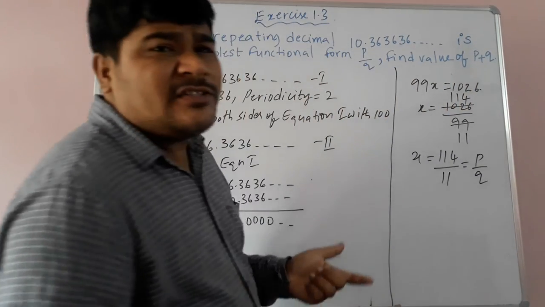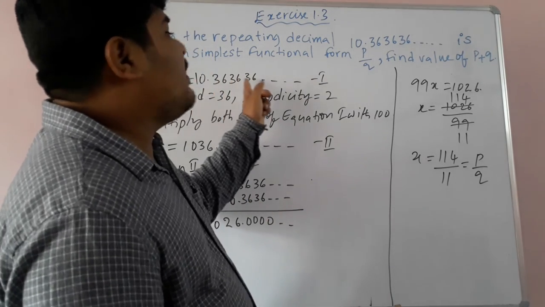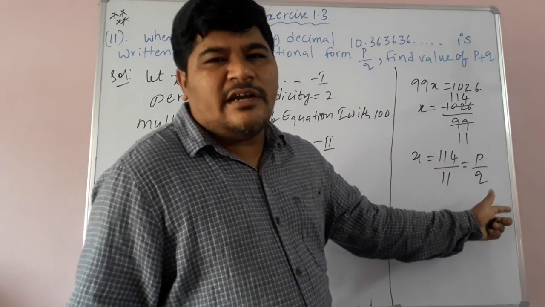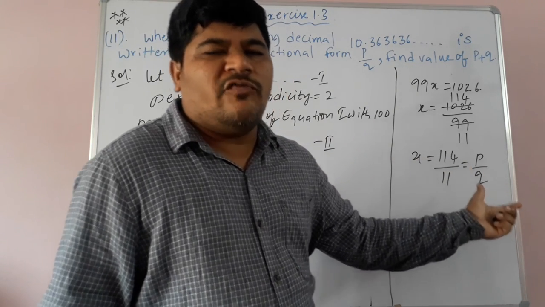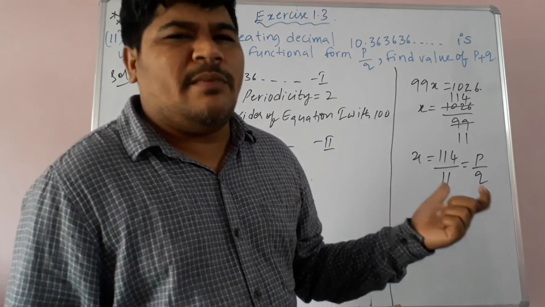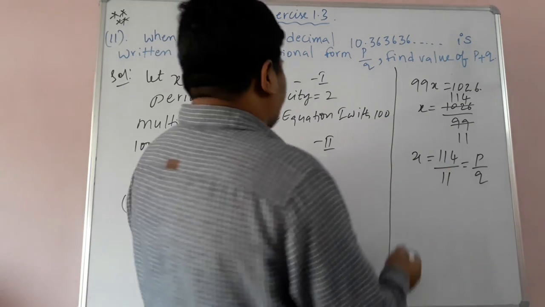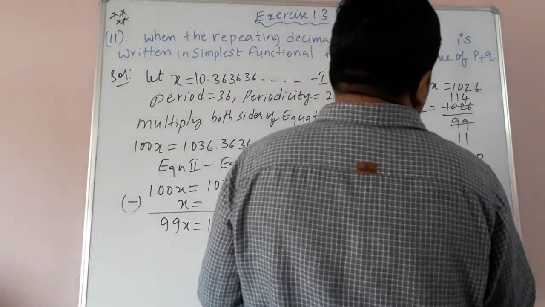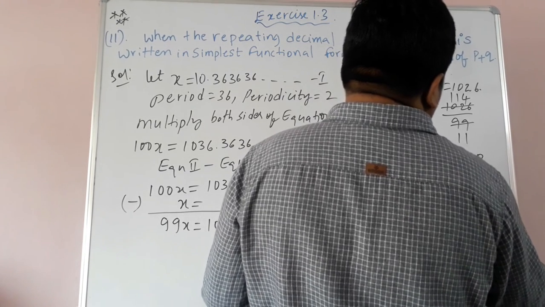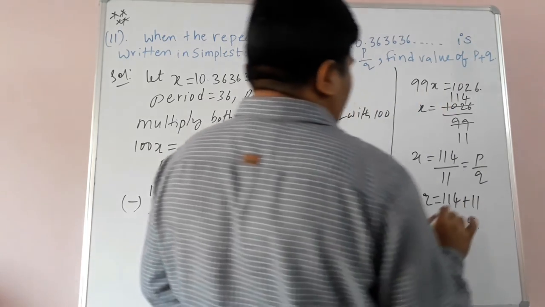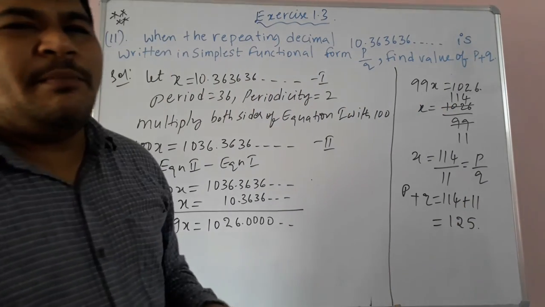Now we expressed it in the form of p by q. x is equal to 10.363636, it's a non-terminating decimal form. 114 by 11. This is p by q form. They are asking us to express in p by q form. We did it. And also they are asking us to find the p plus q value. So p plus q, that is 114 plus 11, which is equal to 125, children. 11 plus 114. So 125 is the p plus q value.